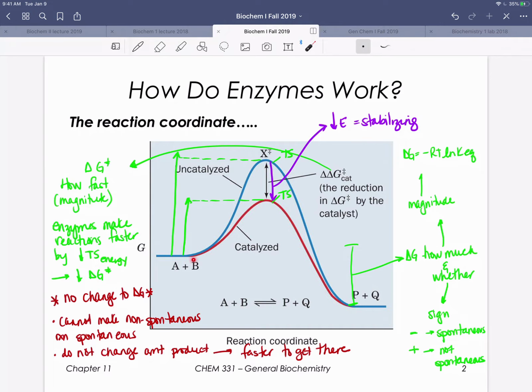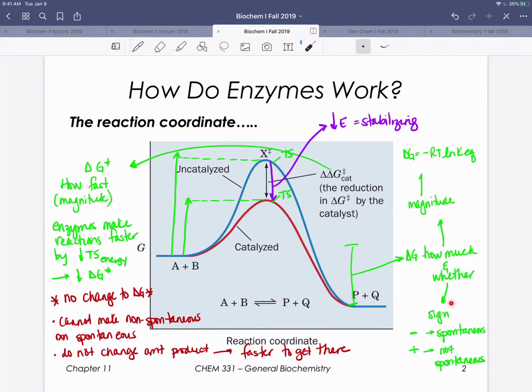My line isn't exactly perfectly straight here, but the difference in energy between reactants and products is delta G. Delta G we think about as how much and whether. The how much comes from the magnitude, the actual numerical value of delta G, because we can use that to relate to an equilibrium constant, and equilibrium constants are concentrations of products over reactants. So at the end of the day, the magnitude, the size of delta G is directly proportional to how much reactant and product we have.